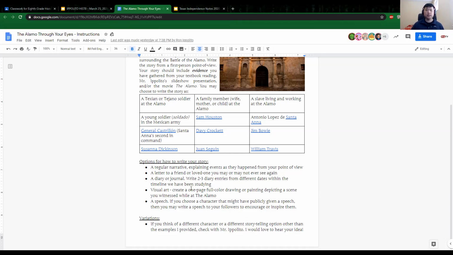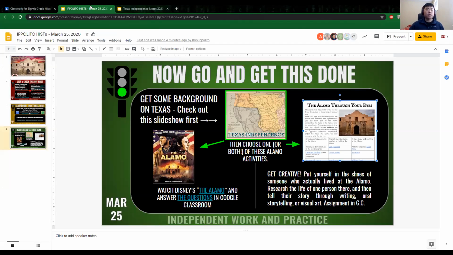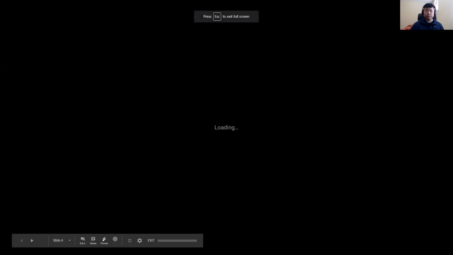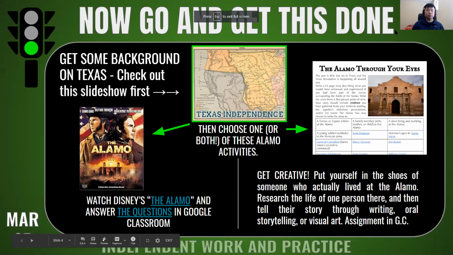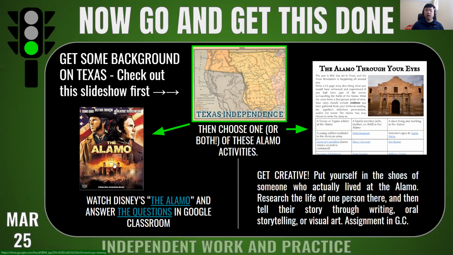Also, one more thing: you can choose one or the other of the assignments, or you can do both. If you do both, you will get credit for both. These assignments are going to be submitted on Google Classroom by Sunday, 11:59 p.m. Since there's an option of a movie involved, we're going to give you a little bit more time than Friday.